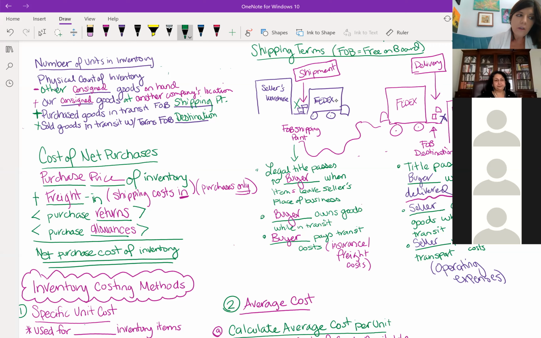So calculating the number of units in inventory is extremely important to have accurate because it is going to have a direct impact on the amount of revenue that we're going to recognize and the cost of goods sold that we're going to recognize.